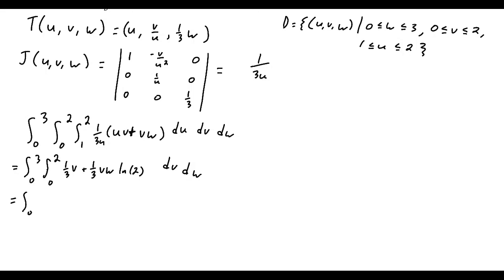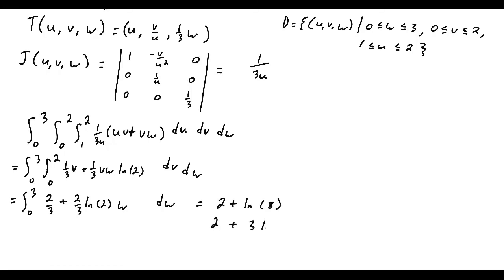Now that will be equal to the integral from 0 to 3 with respect to w of 2/3 plus 2/3 ln of 2 times w. And evaluating this one final time with respect to w, this becomes 2 plus natural log of 8, or 2 plus 3 natural log of 2.